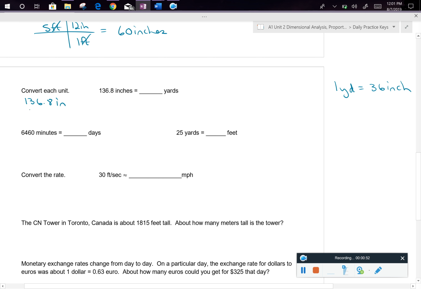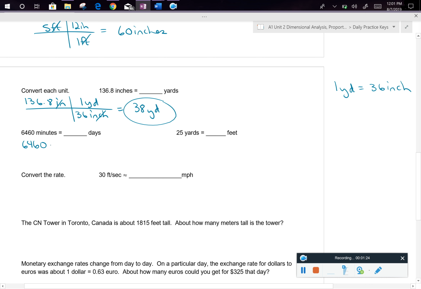136.8 inches going to yards. Since there are 36 inches in a yard, I've got the inches on the bottom to cancel the inches on the top, rather than multiplying in this case, because we're going from a small unit to a big unit, and because we can see that 36 is in the denominator, I'm going to divide the 136.8 by the 36. And so we have that there are 3.8 yards when there are 136.8 inches.